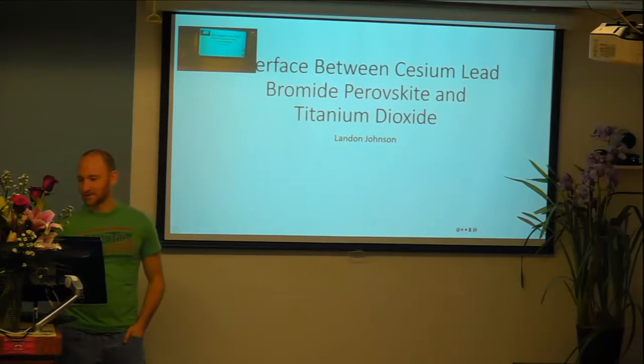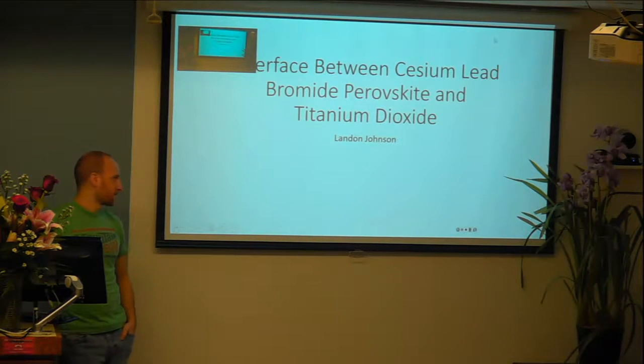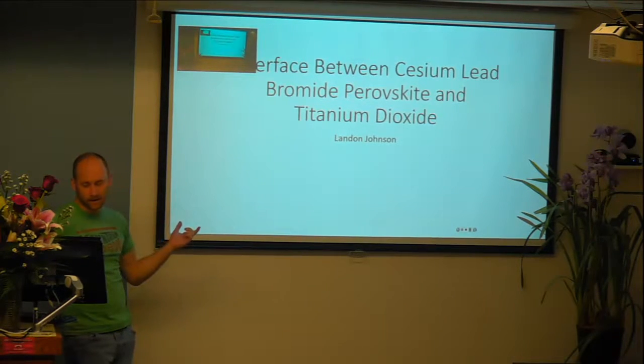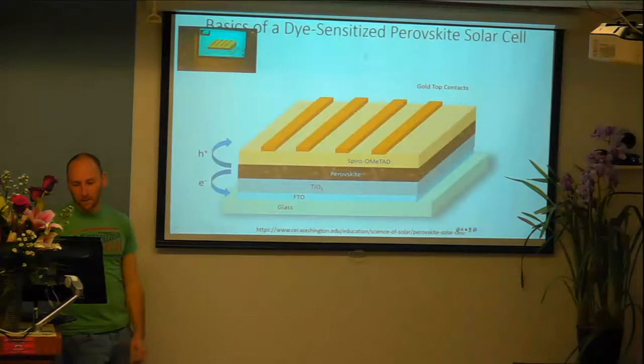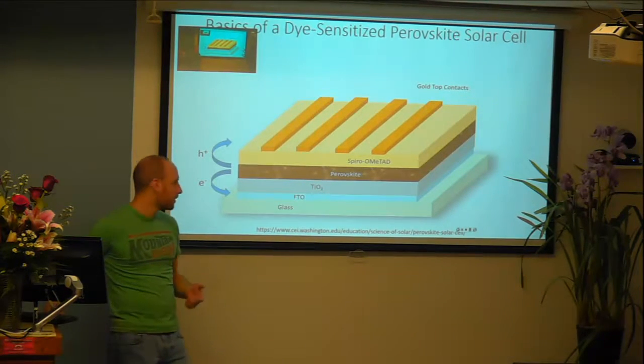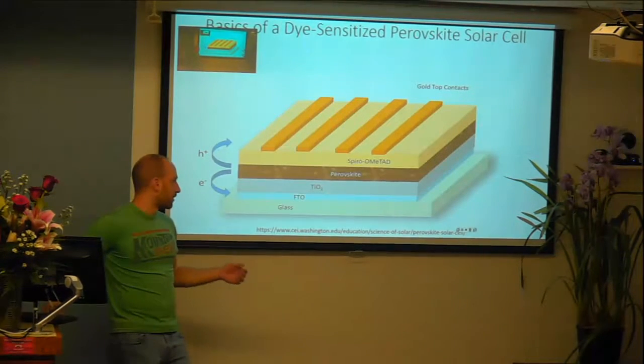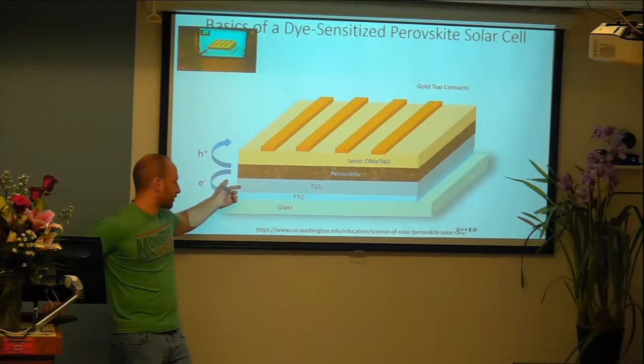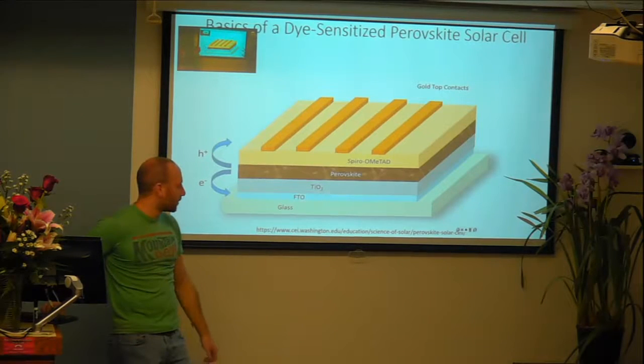Yes, that is exactly what I'll be talking about. Specifically, I'm going to be looking at the boundary between cesium lead bromide perovskite and two different types of titanium dioxide. So why am I looking at this? In order to make a solar cell out of perovskite, you essentially need to surround it with a hole transport material and an electron transport material.